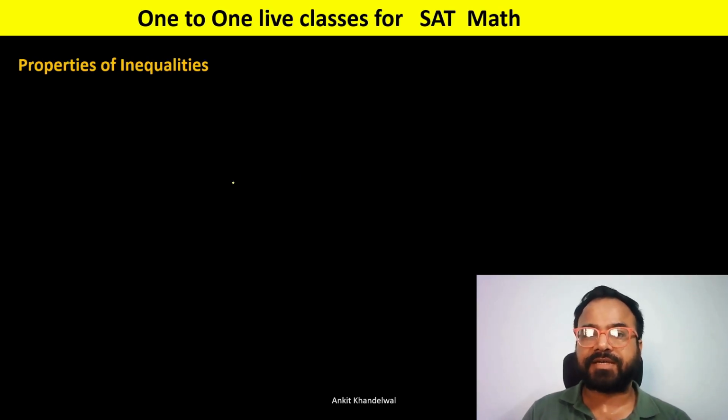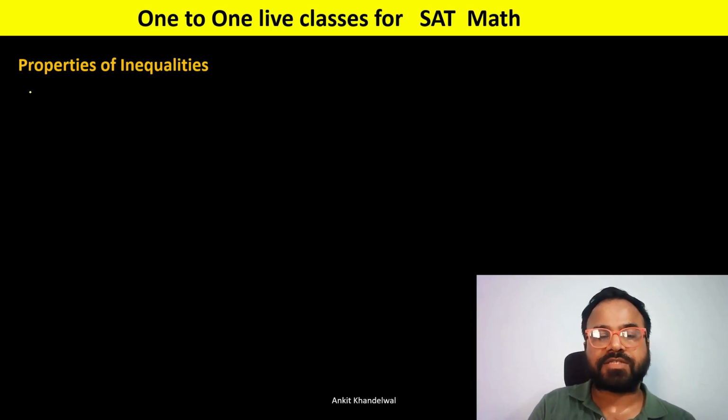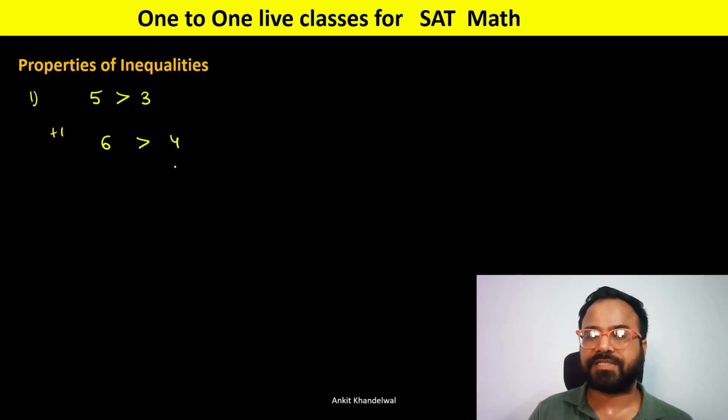Now, there are certain properties of inequality. First one is like this. Let's understand like this. Suppose I know 5 is greater than 3. If I add 1 on both sides, 5 plus 1 will be 6 and 3 plus 1 will be 4. Still the left hand side is greater. So you can say adding the same number on both sides does not change the sign of the inequality. We can add the same number on both sides.